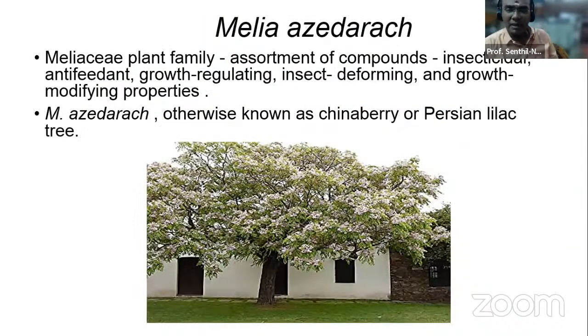So the second most important is Melia azedarach. We know it as China berry or Persian lilac, which is also available throughout the Indian subcontinent, from the Meliaceae plant family. There are multiple compounds in it. Compared with neem, Azadirachta indica, Melia azedarach does have significant compounds itself, having insecticidal, antifeedant, growth regulator, insect deforming, and growth modifying properties.